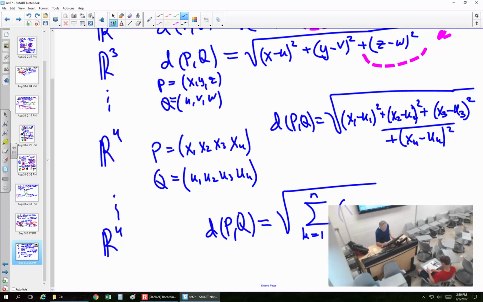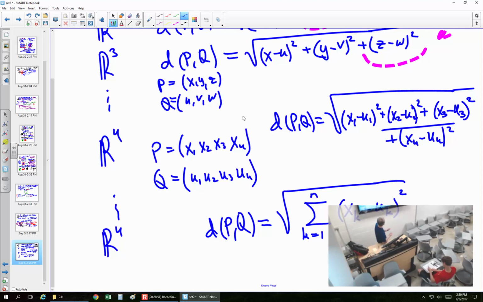X, oh yeah, x sub k minus u sub k, square. So it doesn't look as bad anymore. Certainly, if you were comfortable with the sigma notation, then this is really no big deal.